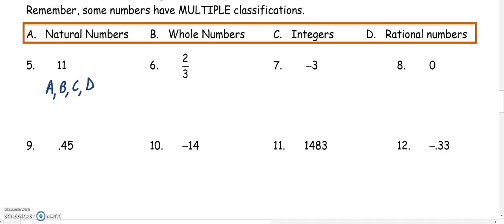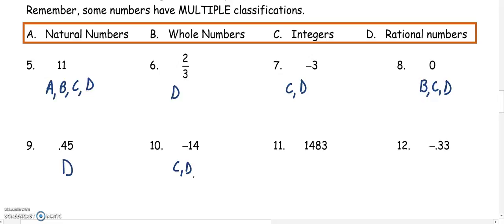Number 6, 2/3. 2/3 is a fraction, which is a rational number because all rational numbers are expressed as fractions. 7, -3. -3 is a negative number. Integers is when we start including our negatives, which also means it's a rational number. 8 is 0. We start including 0 as a whole number, an integer, and a rational number then. Number 9, 0.45. Remember, 0.45 could be converted to a fraction, which means it's a rational number. Number 10, -14 is a negative number, so it's an integer and a rational number.